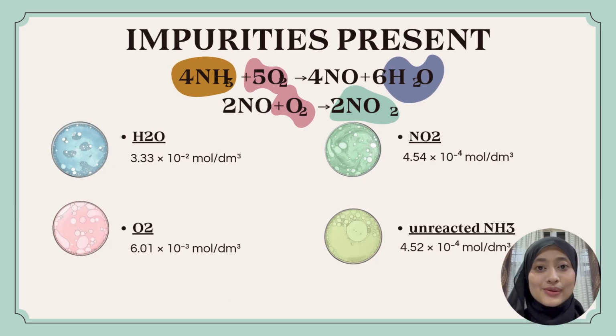Since nitric oxide, NO, is our target product, other compounds in the chemical equation can be considered as impurities, which are water, H2O, as the largest impurity contributor. Next, we have O2, oxygen, nitrogen dioxide, NO2, and unreacted ammonia, NH3. So, how do we remove these impurities from the stream to achieve 99.9% purity of nitric oxide?